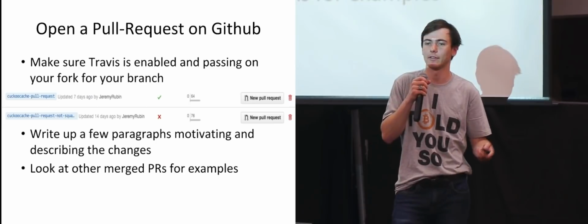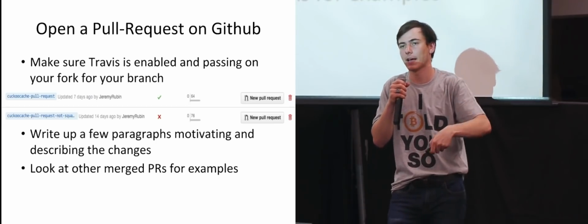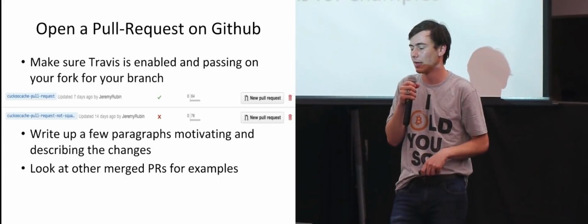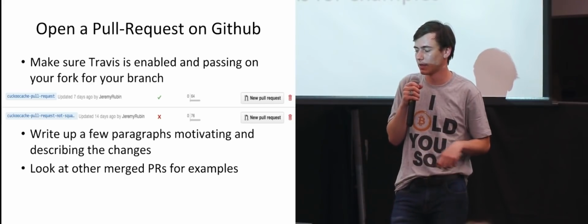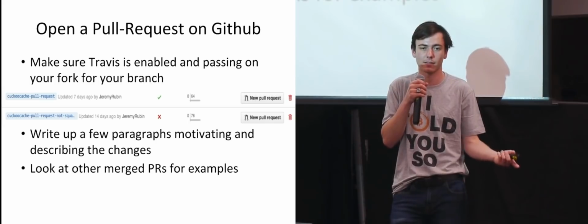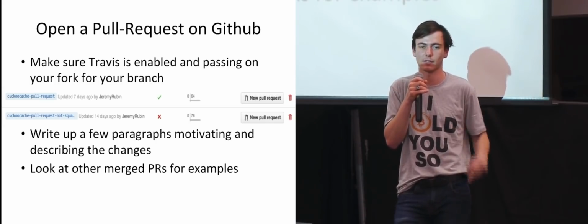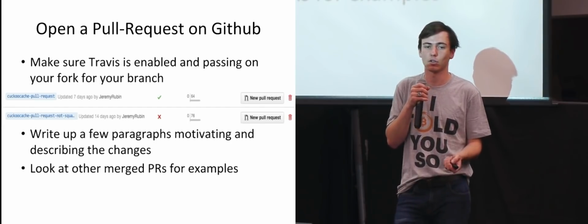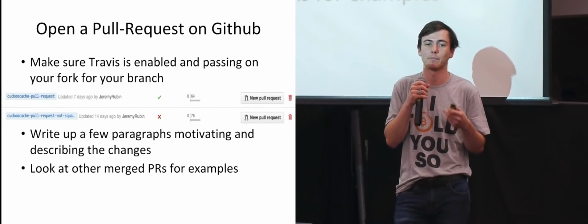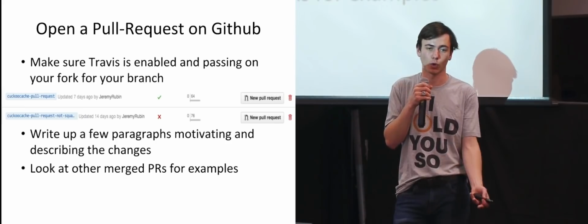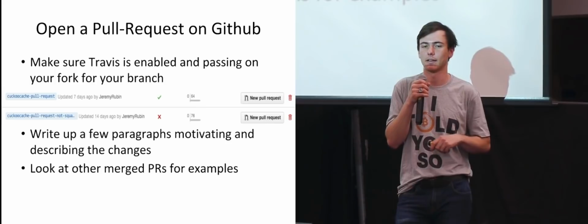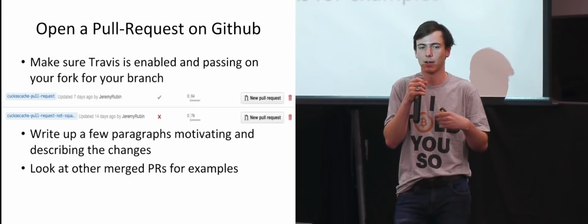So once you've made your fork, you've asked for feedback, and you've restructured your stuff so that it's logically coherent for other people to follow along, then it's time to open a pull request on GitHub. Make sure your Travis passes, because people won't look if it has a red X over it. Then write up a few paragraphs motivating your change, explaining what you did, what types of review you're looking for, what the future work could be that you're not going to do, and any other detail you can think of.